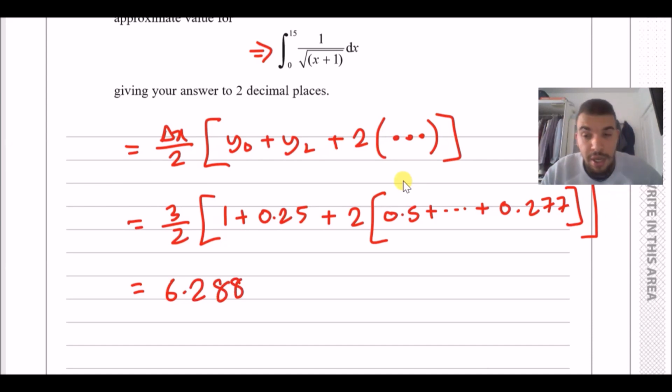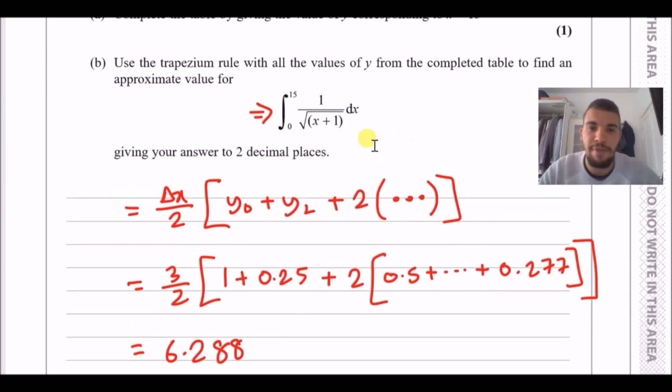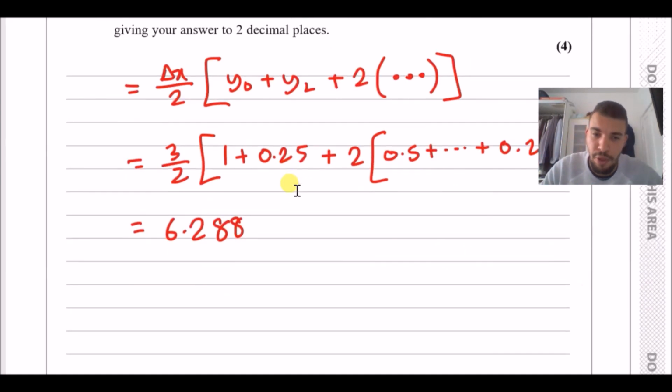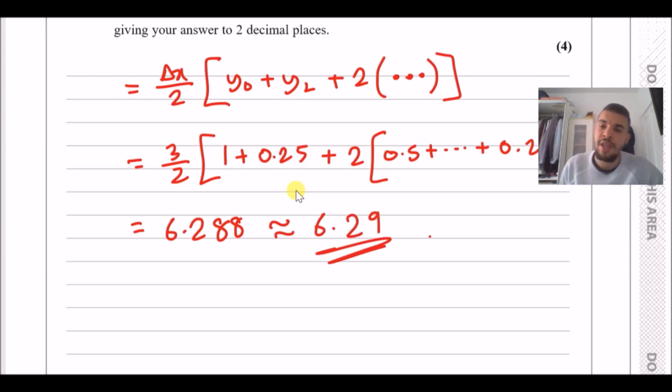6.288. Now we're going to be careful here. It says give your answer to 2 decimal places. So 2, yeah. Here we got 3. So therefore we're going to round this up to 6.29. Yeah, and that's one done.